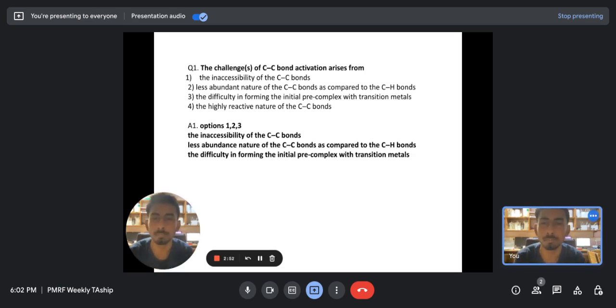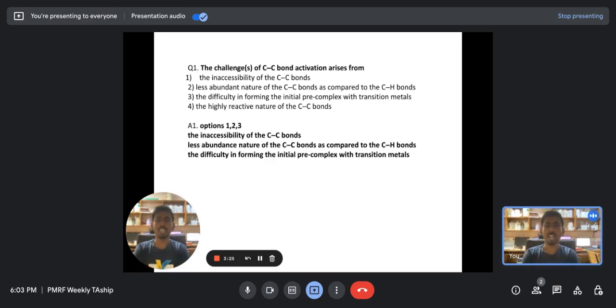So let's start. This is the first question. Does the challenge of CC bond activation arise from: one, the inaccessibility of the CC bonds; two, the less abundant nature of the CC bonds as compared to the CH bonds; three, the difficulty in forming the initial pre-complex with transition metals; and the fourth option, the highly reactive nature of the CC bond. First of all, I will discuss each of the points one by one.